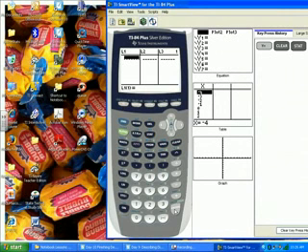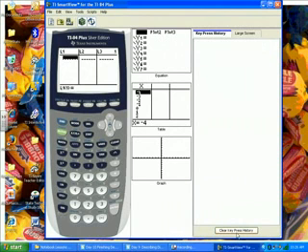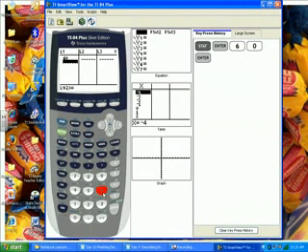Stat, I hit this button right here, Stat, Edit. If you look right over here on the side, this shows you what buttons I pushed. Would you go ahead and enter in all your information? 60 inches to 76 inches is going to be your first list. So 60.